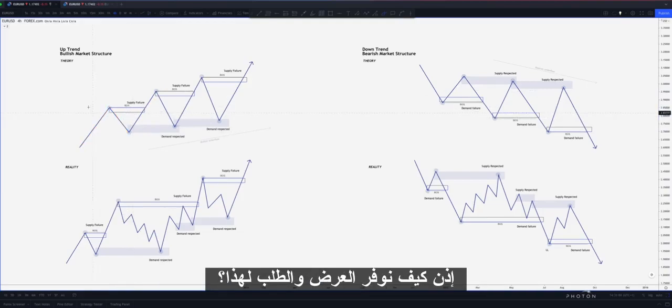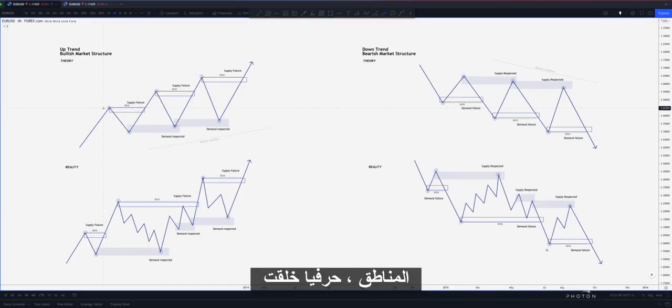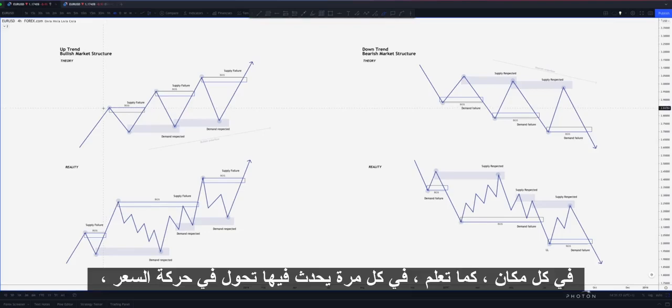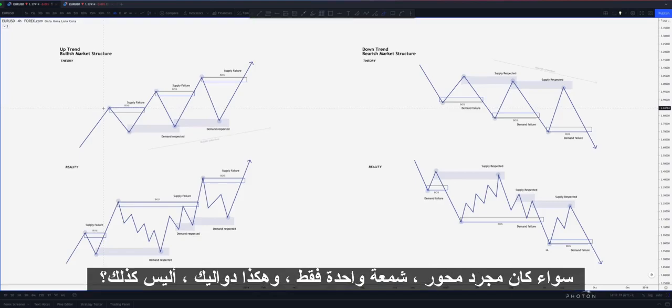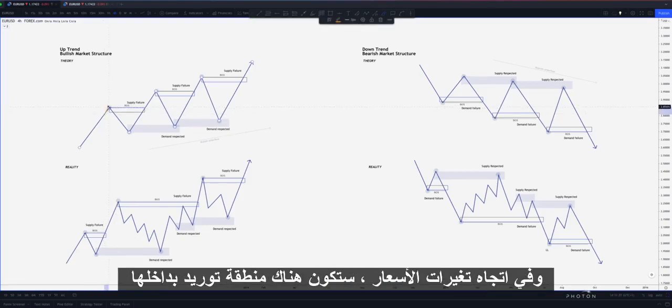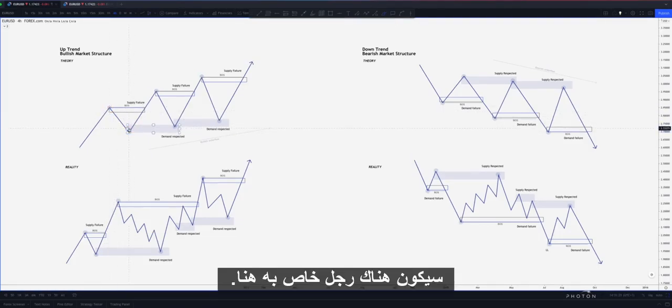So how do we bring in supply and demand to this? Well, as I was saying in the previous lesson, supply and demand zones are literally created everywhere. Every time there is a shift in price action, whether that's a range and then price breaks out, or just a pivot, just one candle, and so on and so forth, and then price changes direction, there will be a supply zone within here. If you see price change direction here, there'll be a demand zone within here.